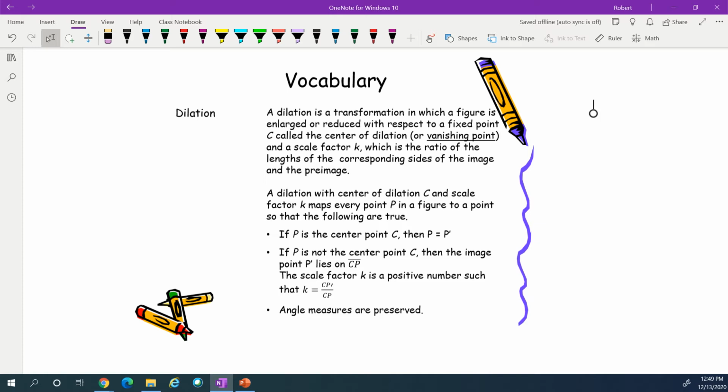That is the definition. We're not changing the shape. All the angles stay the same. We're just creating an image that is bigger or smaller. And for our purposes here, farther away or closer to the origin of the coordinate plane.